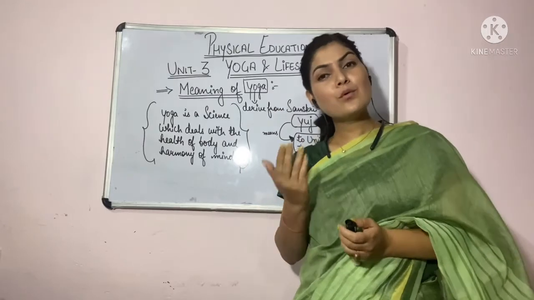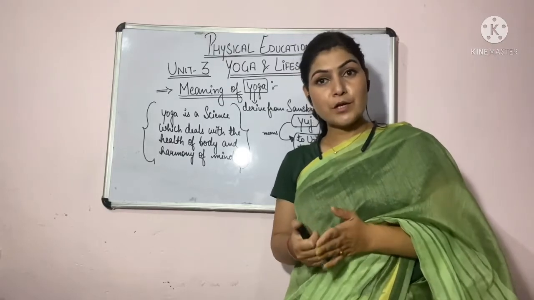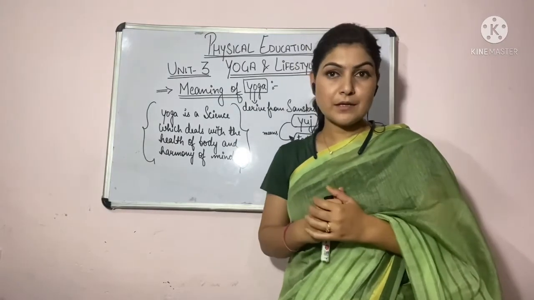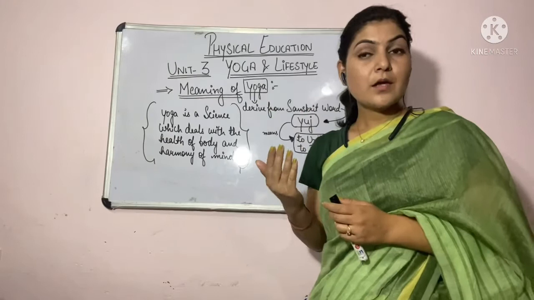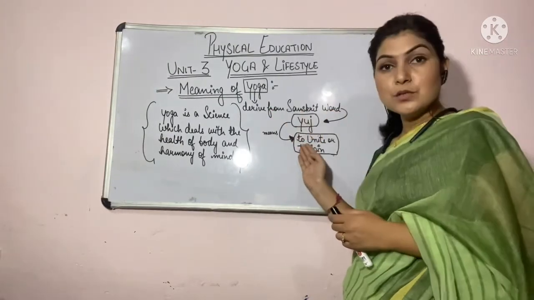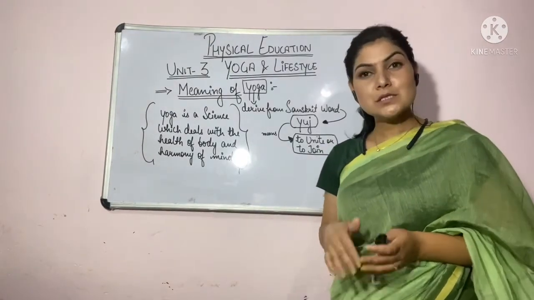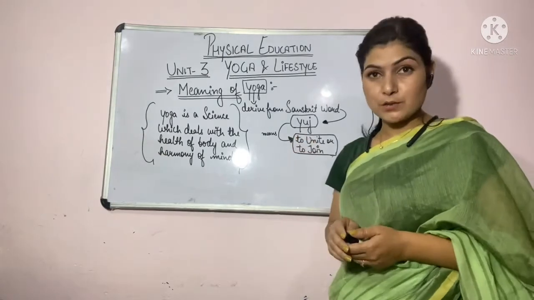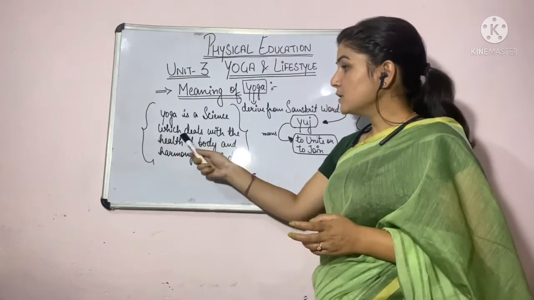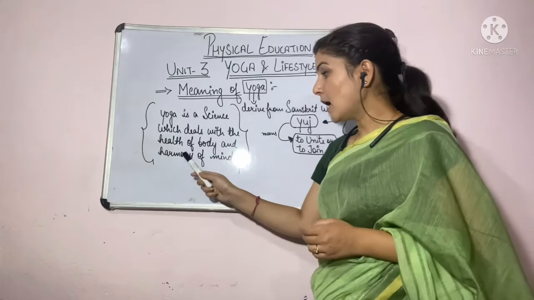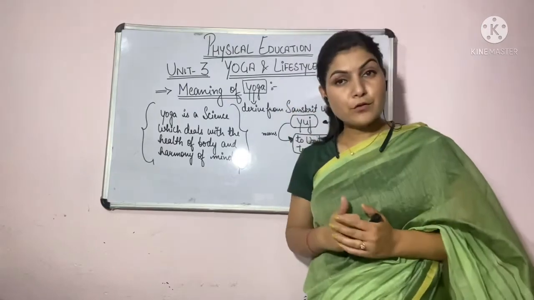Yoga is the oldest way of dealing with the fitness of the human body, spirit and mind. All these three things we are dealing with. The word yoga is derived from the Sanskrit word yuj, which means to unite or to join. There are many definitions of yoga. Like, yoga is a science which deals with the health of body and harmony of mind, right? So it deals with your health of body and harmony of your mind.